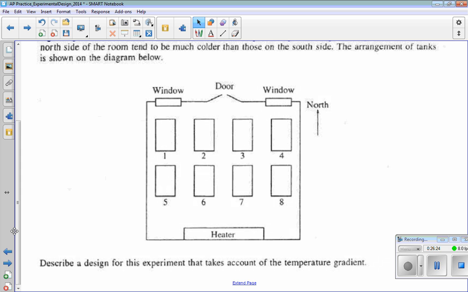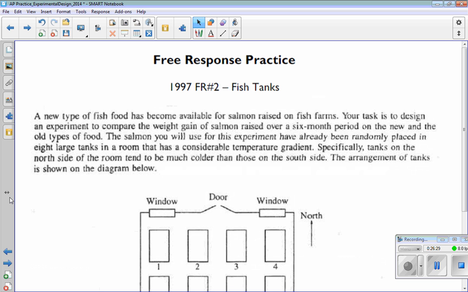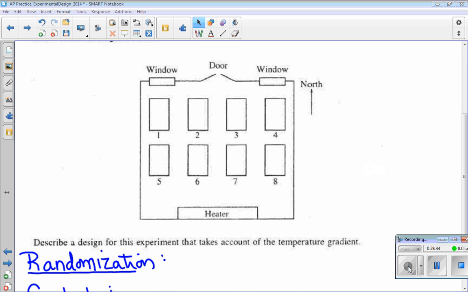At minimum, you should say something to the effect of: this is my control, this is my whatever. You need to make sure that at minimum you are telling me something about each of the 3 elements. As a hint, you should take into consideration the windows and the doors and the heater. They will affect the temperature of the fish tank.